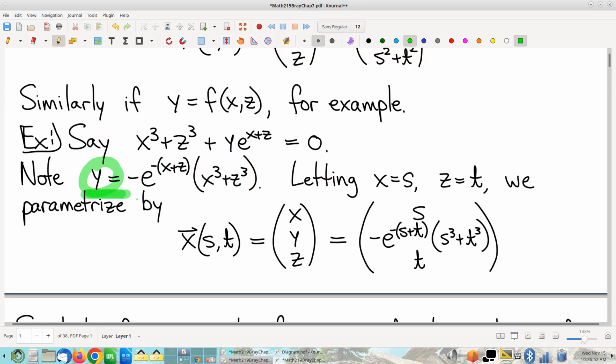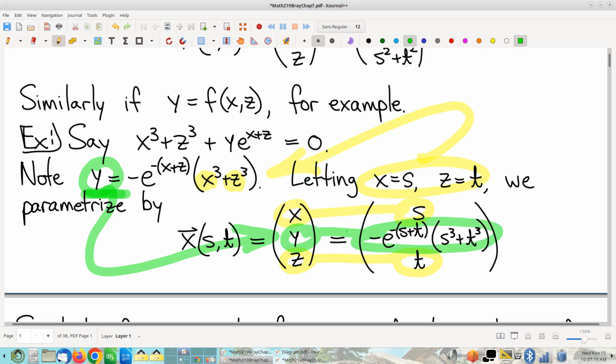This is a graph. My input variables are x and z. I'm going to let those be s and t. And again, it's all over, because having chosen x to be s and z to be t, that forces y to be that. And victory, we have position as a weird function of two parameters, s and t. Everybody happy?